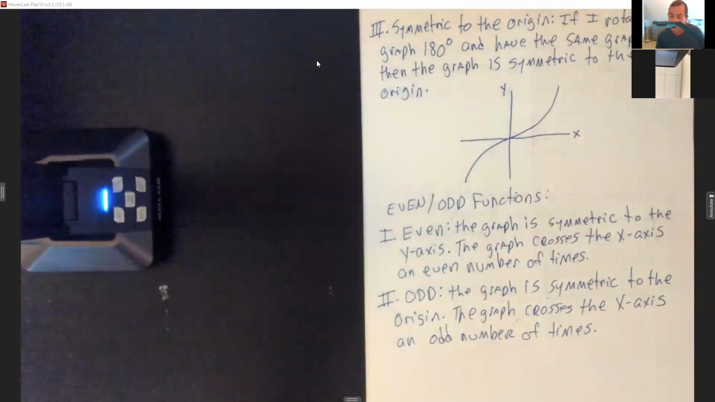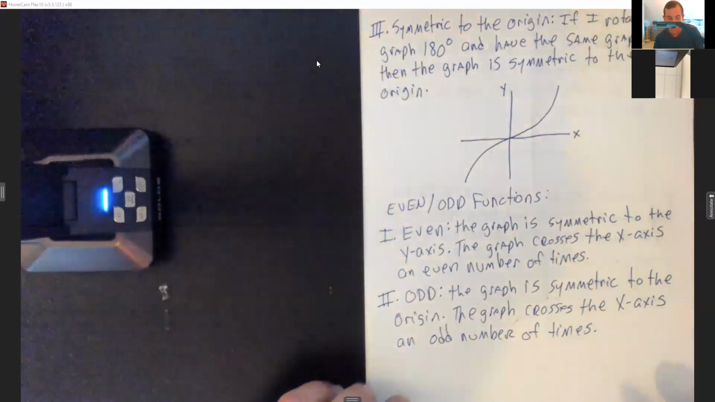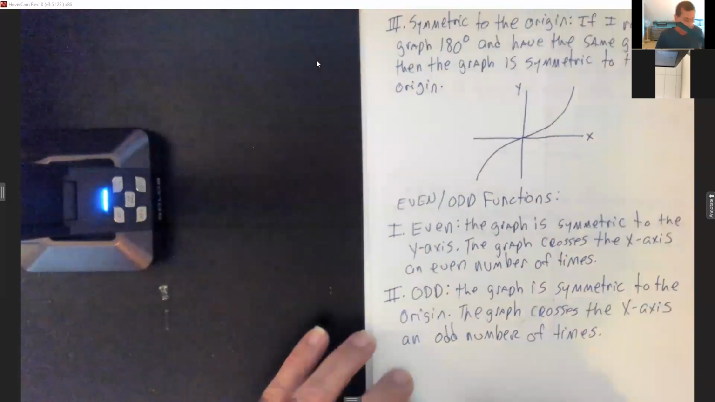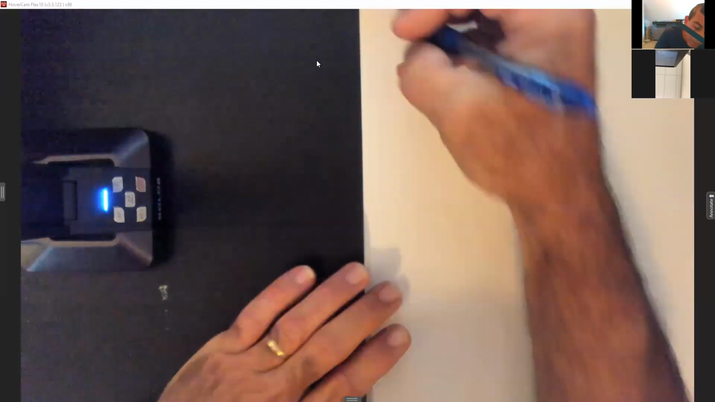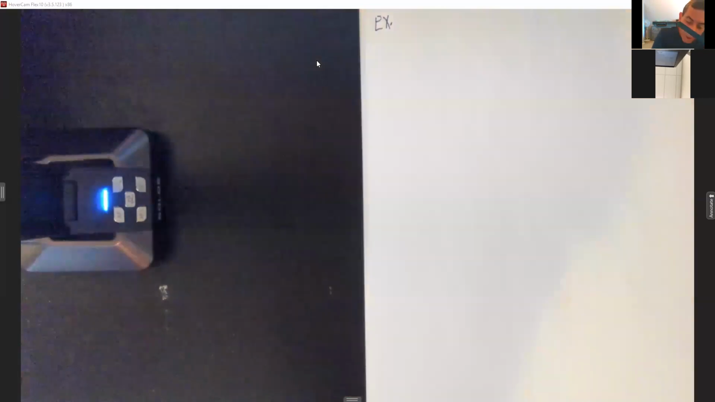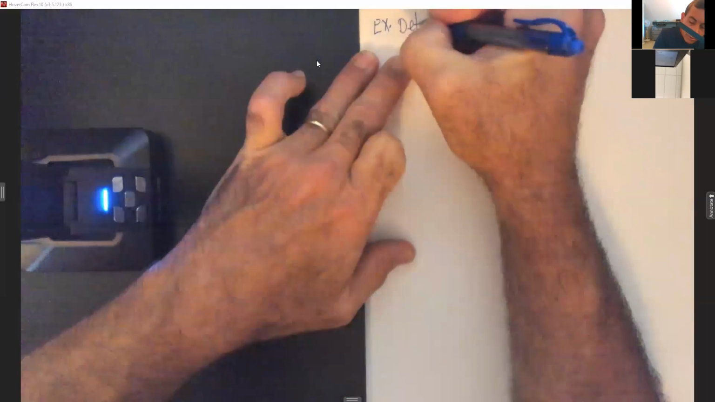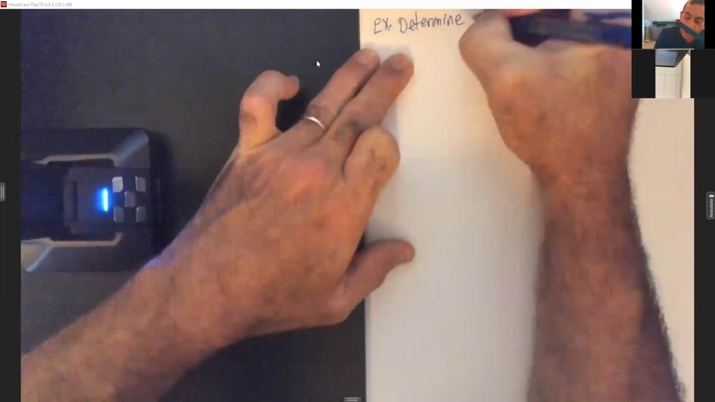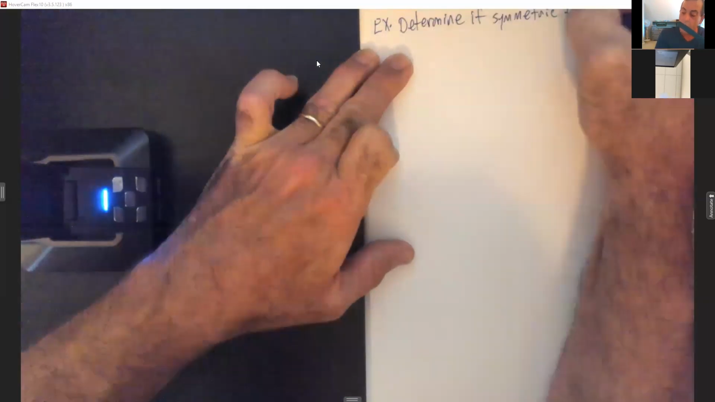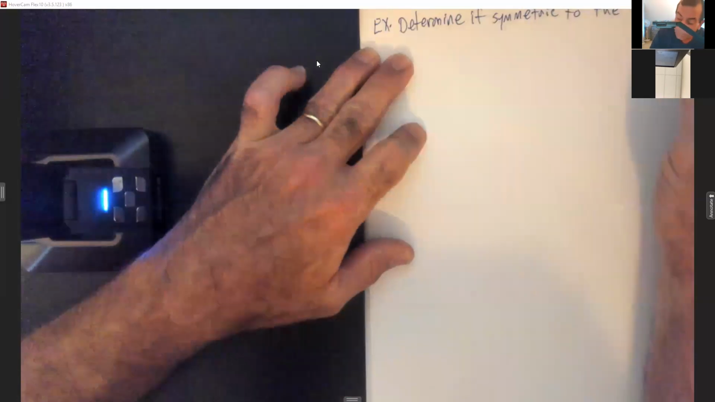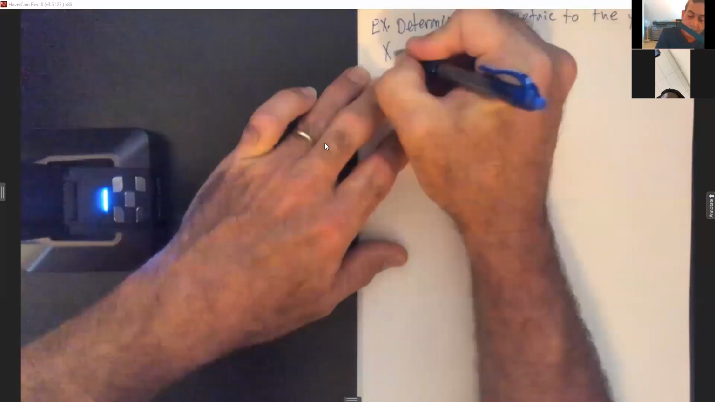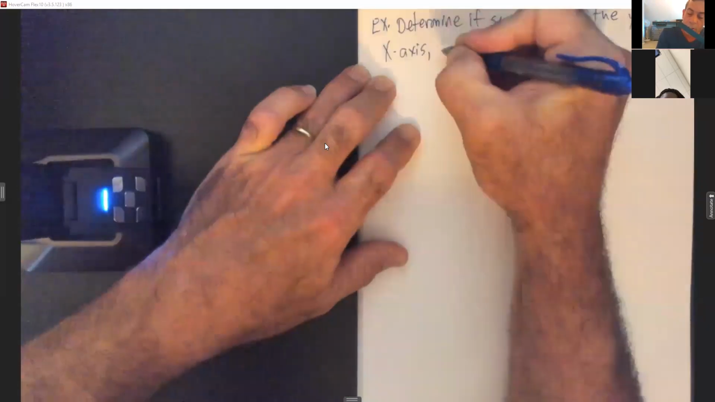So there's 5 little problems in this section I'm going to go through, and then we'll go into 7-2. Okay, so I'm going to move this one and start some of our examples. So y'all, the first 3, we're going to determine if symmetric to the y-axis, x-axis, or the origin.